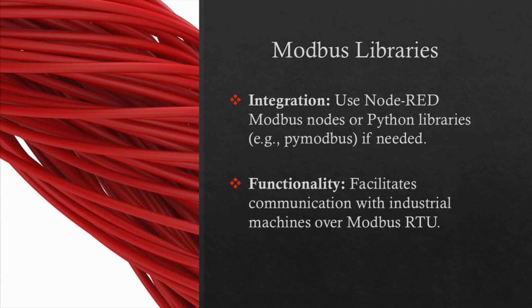To communicate with industrial machines using the Modbus RTU protocol over RS485, we integrate Modbus libraries into our system. This can be achieved through Node-RED Modbus nodes or Python libraries like PyModbus when additional customization is required. These libraries handle the complexities of Modbus communication, allowing us to reliably transmit and receive data from our industrial equipment.